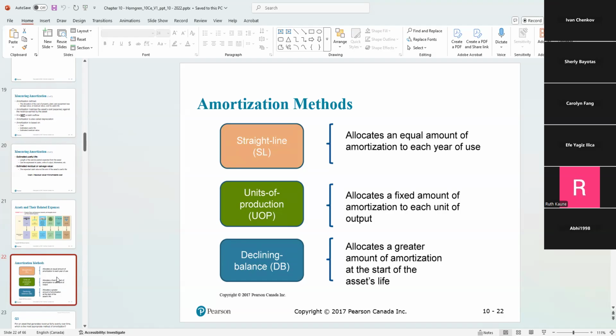Unit of production. What we're going to do is allocate the cost of the asset over the units that were produced, or the output, or the kilometers that the asset was driven over the useful life. How are we going to do this? We're going to see in a few minutes. And the last one is double declining. With double declining, we're going to use an amortization amount which is greater in the beginning of the use of the asset, and slowly, progressively it's going to go down.